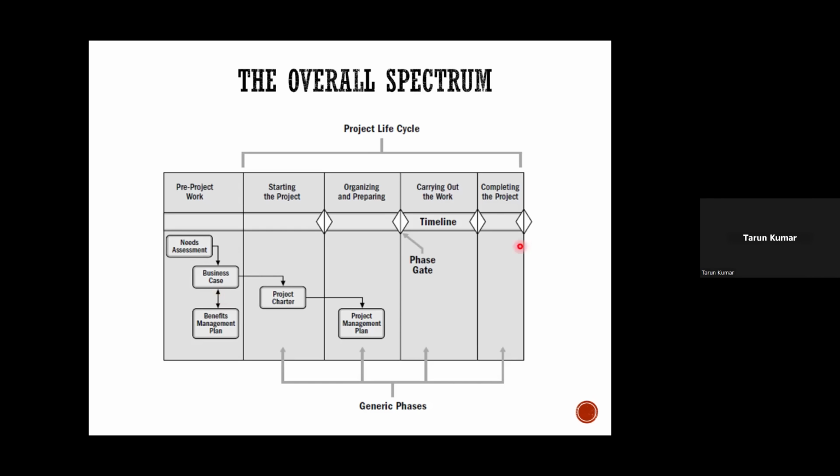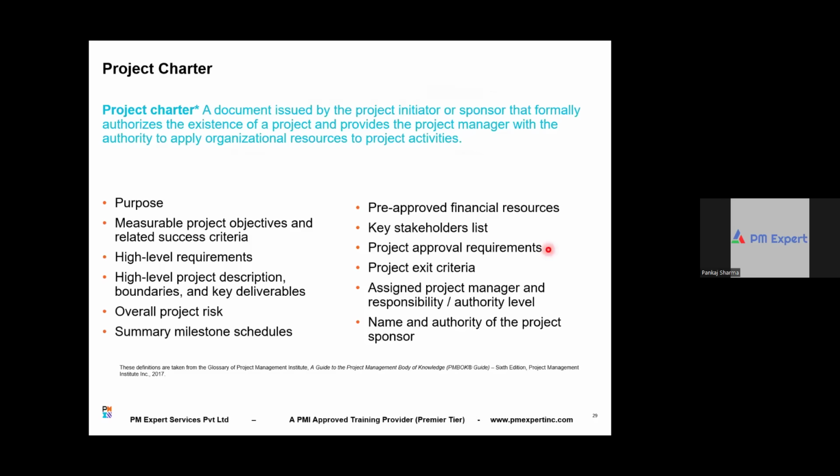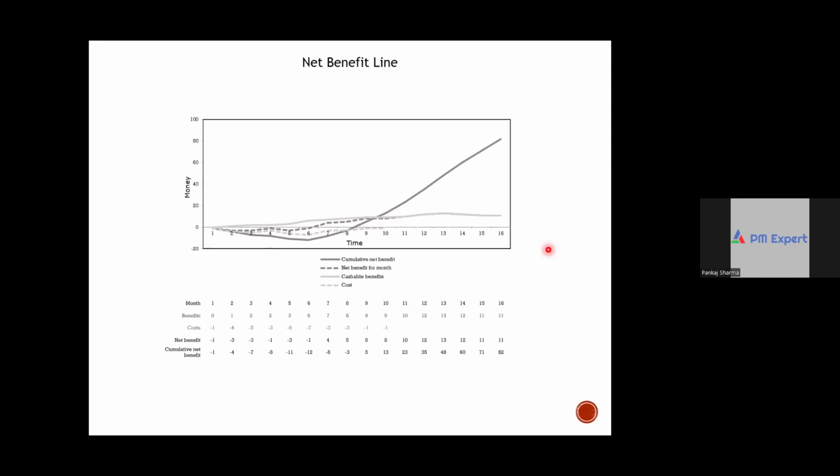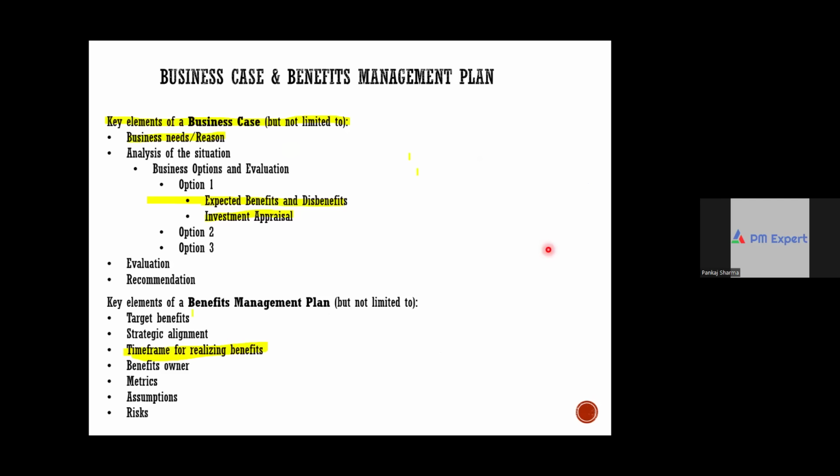Okay. Now let's see the contents of the business case. Now I'll be talking about the contents of the business case and the benefit management plan together. But first, let's go through the contents of the business case. Now, guys, can you see the contents in front of you? Now, the first element of the business case, what is this? Business reason or need or purpose, right? You can call it a purpose also.